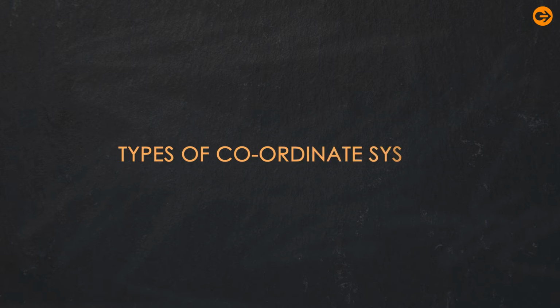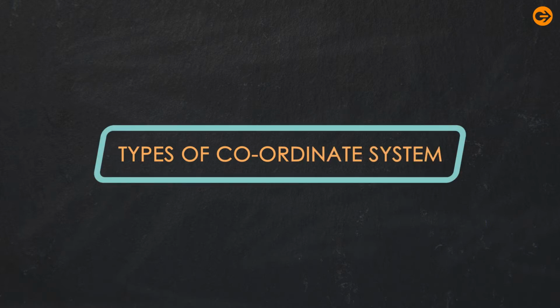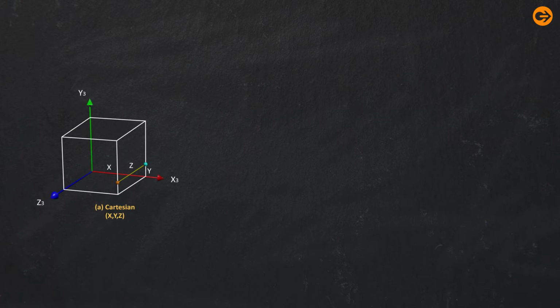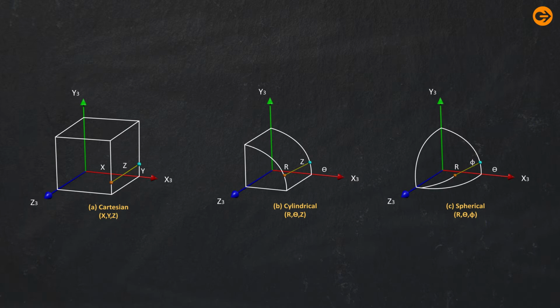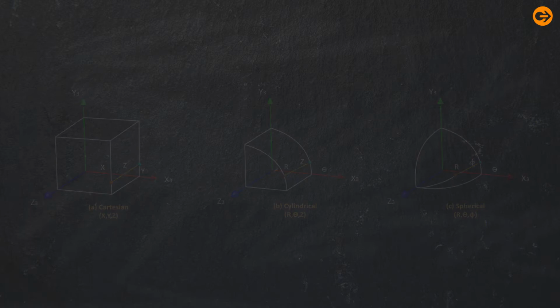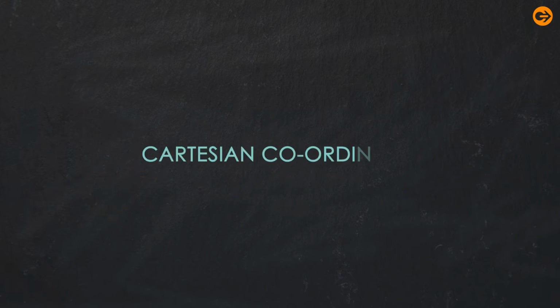The next topic is types of coordinate systems. I want you to remember there are three types of coordinate systems, which are Cartesian coordinates, cylindrical coordinates, and spherical coordinates. The first type is the Cartesian coordinate system.